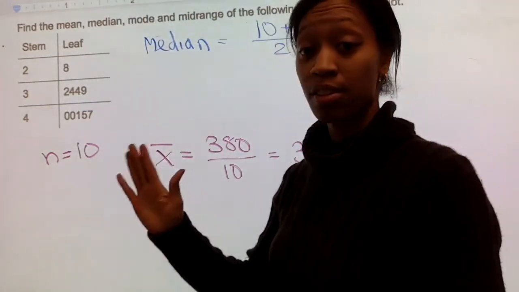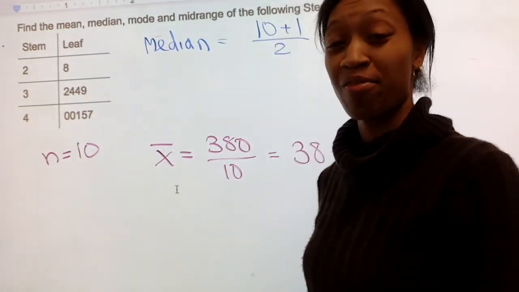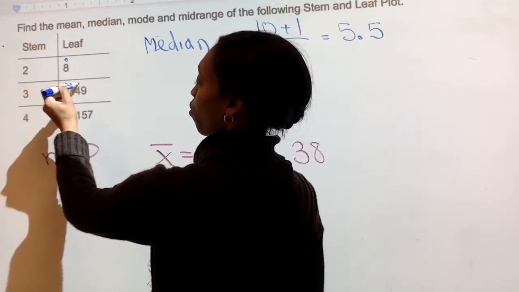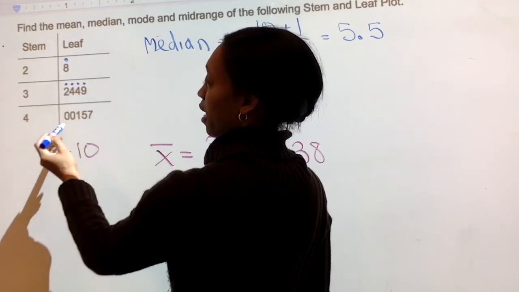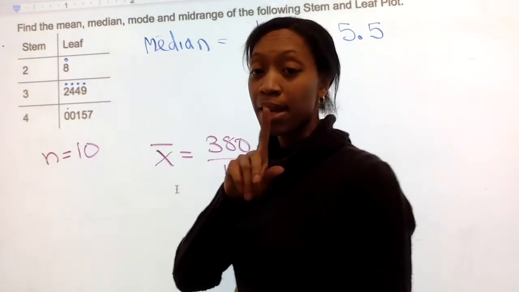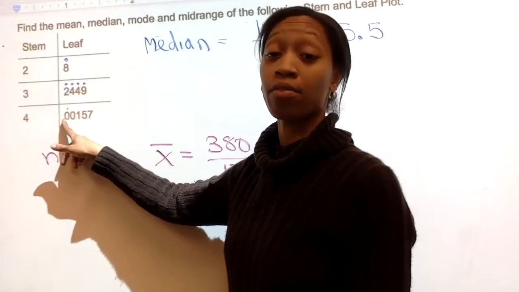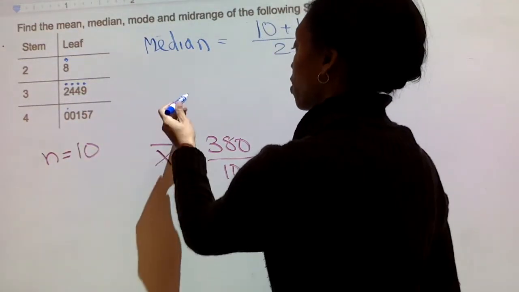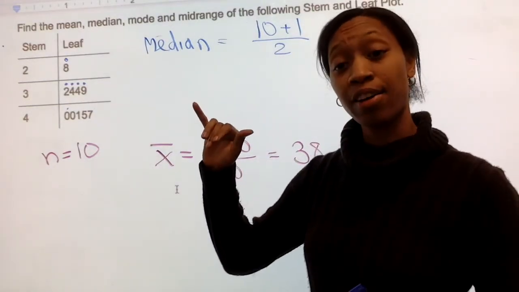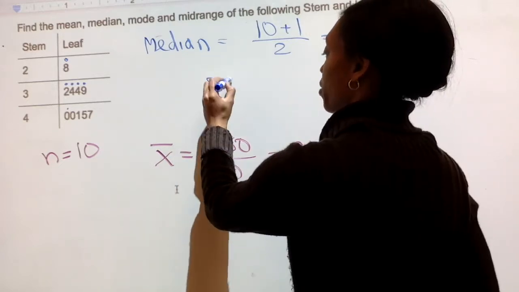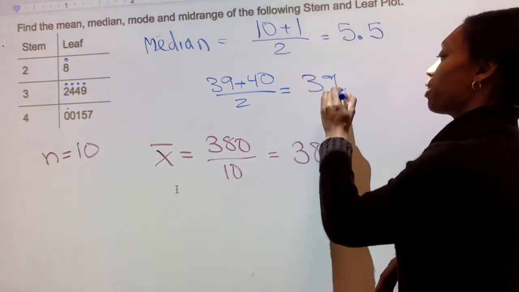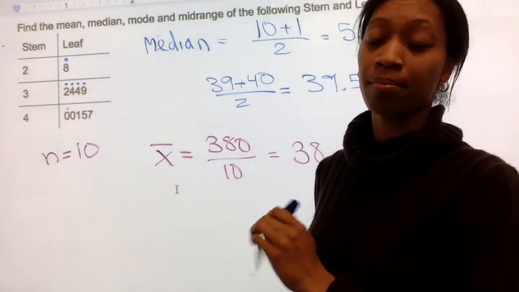So let's just count to find what's between the 5th and the 6th element. So here's 1, 2, 3, 4, 5. And it looks like my 6th element is 40. So my median is halfway between 39 and 40. Since it's right between those two values, I find the average of them. So I'm going to say 39 plus 40 divided by 2, which gives me 39.5 for my median.